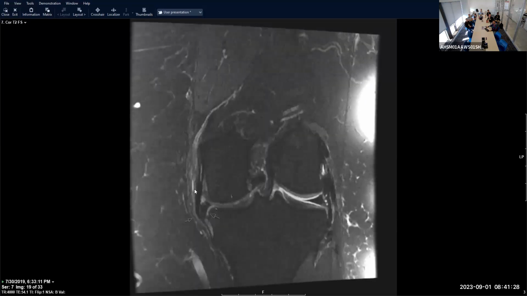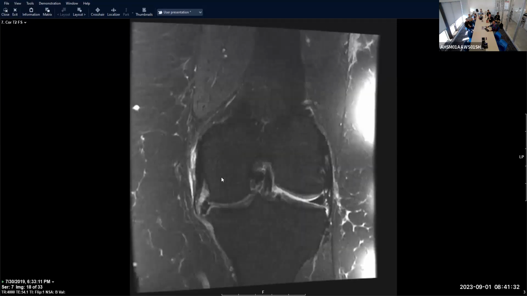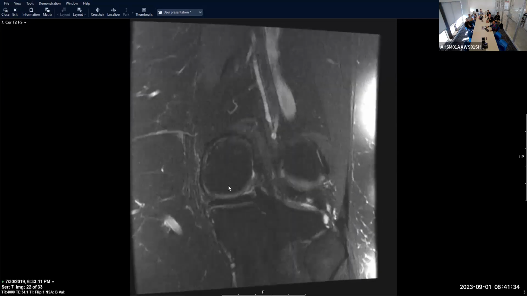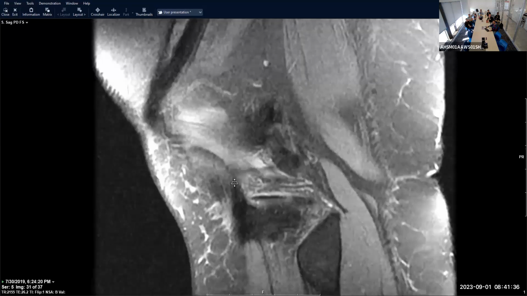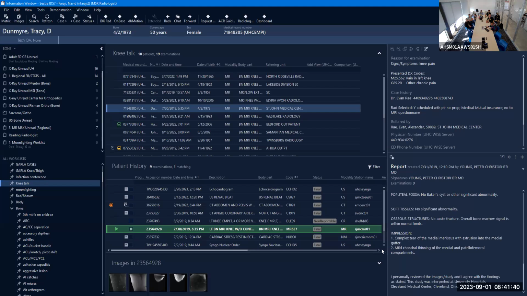I guess the meniscus is torn, the MCL is bowed, and there's some soft tissue edema or bursitis superficial to the MCL. But otherwise normal. Complex meniscus extrusion. Okay, I think it was just for the flaps.